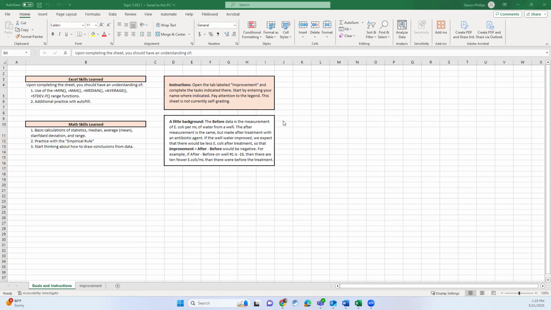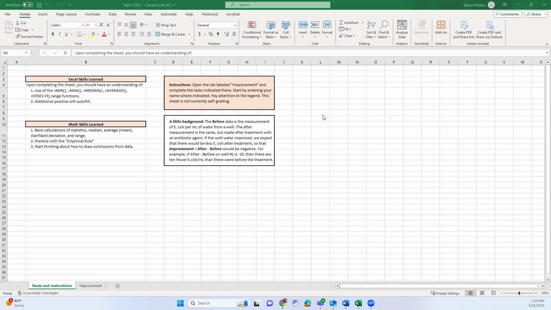So this is the DQ for this week. Use min, max, median, average, standard deviation, STDEV.P, and range functions, with additional practice with autofill. A little background. Before data is the measure of E. coli per milliliter of water from a well. The after measurement is the same, but made after treatment with an antibiotic agent.